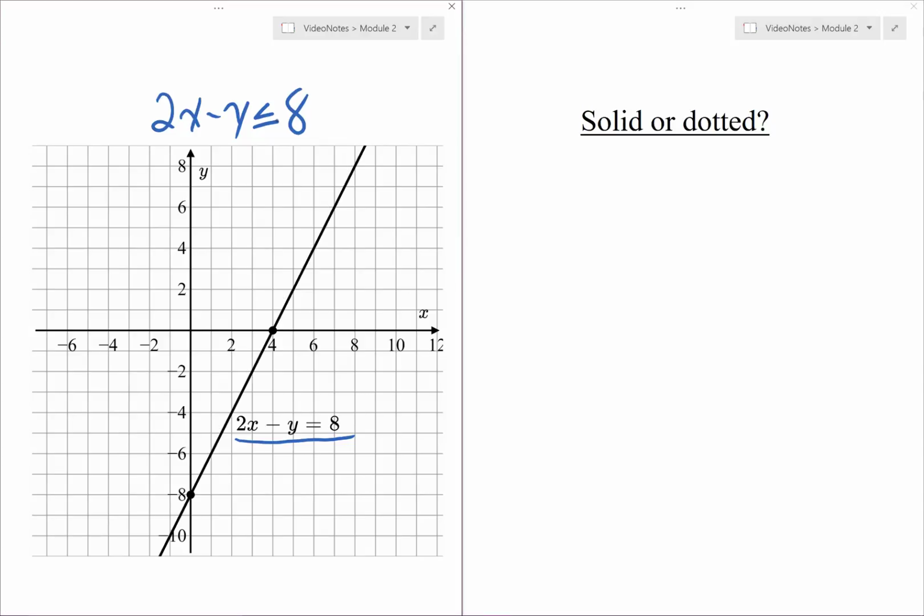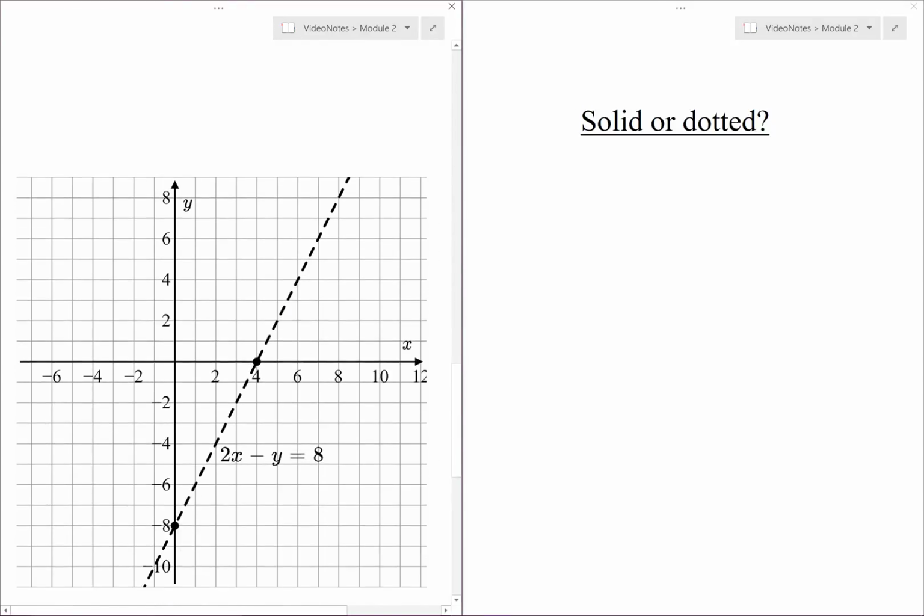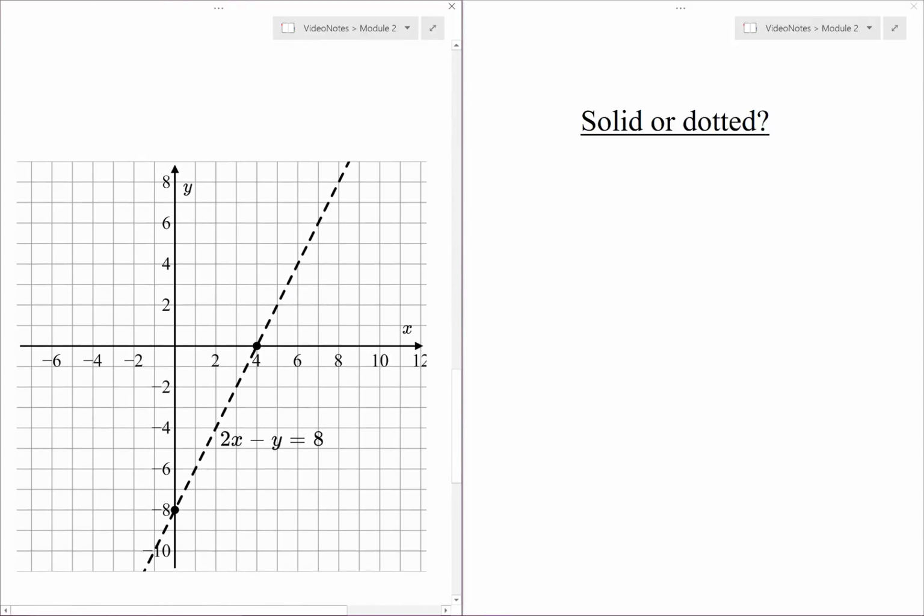So we don't want to include the points on the boundary line in our solution set, and therefore we will draw our boundary line dotted. Again, this is because we're looking at the inequality 2x minus y is strictly less than 8, and we don't want to include the points on the boundary line.